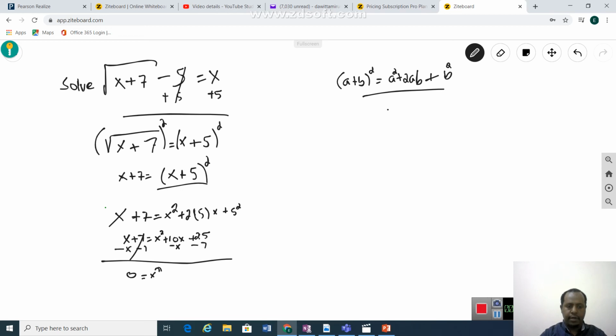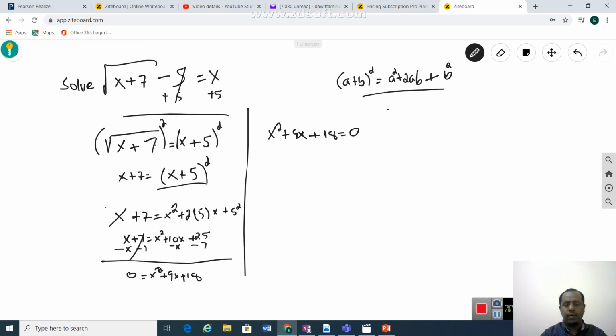plus 10x minus x will be 9x plus 18. So I get a quadratic equation. So let's solve this quadratic equation. x squared plus 9x plus 18 is equal to 0.